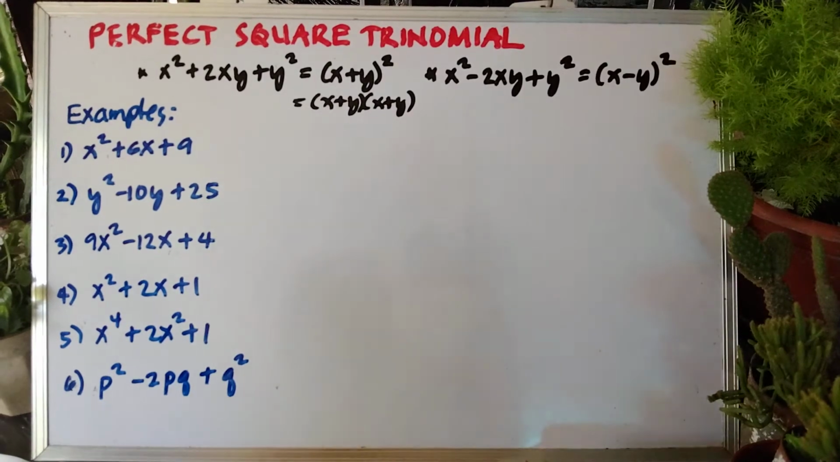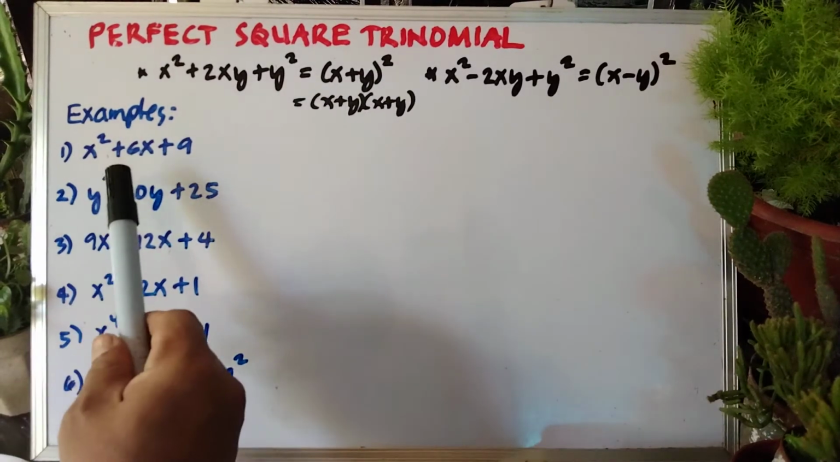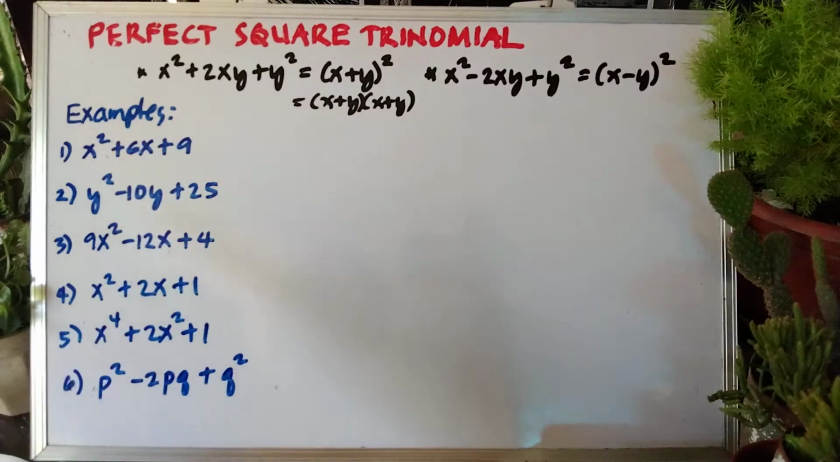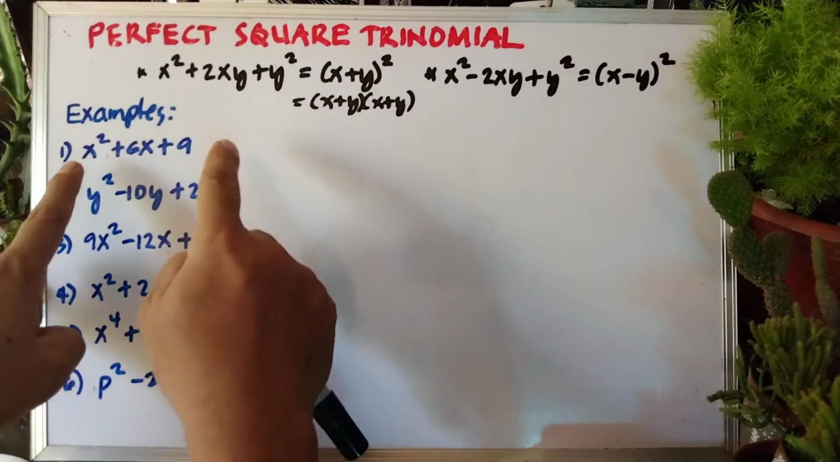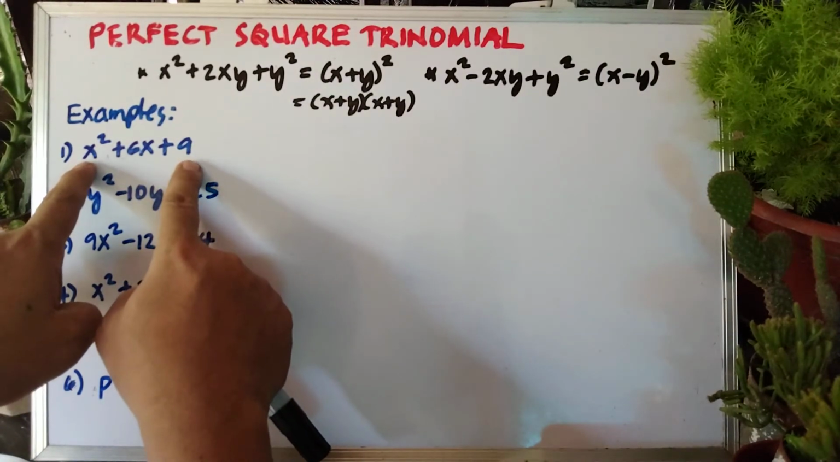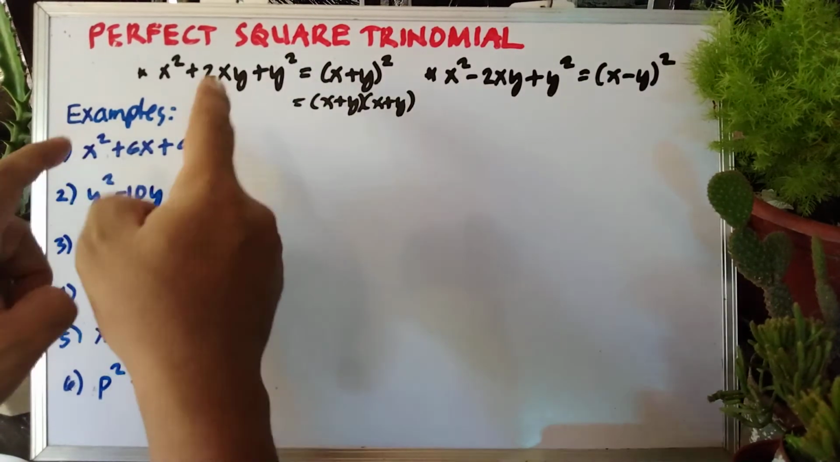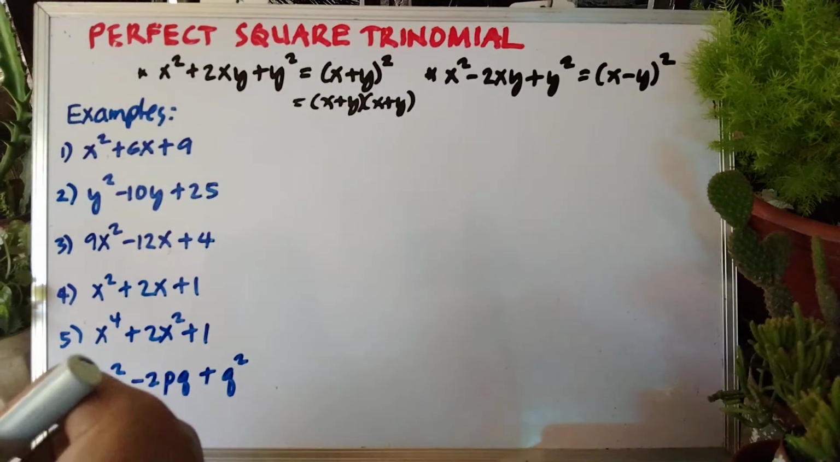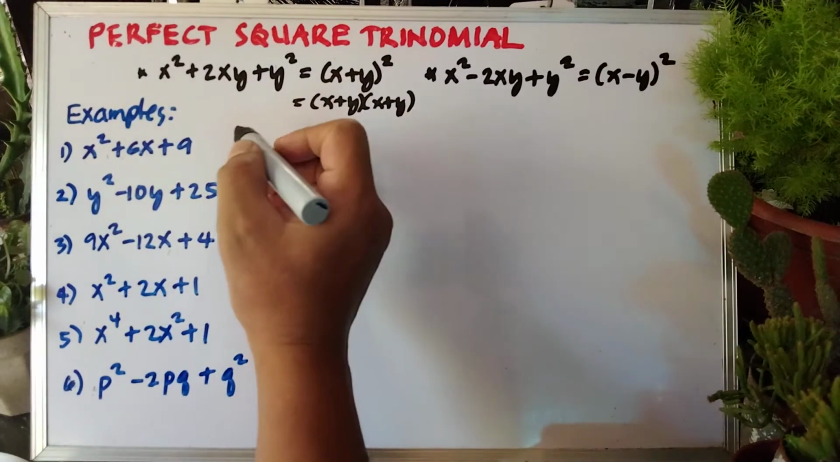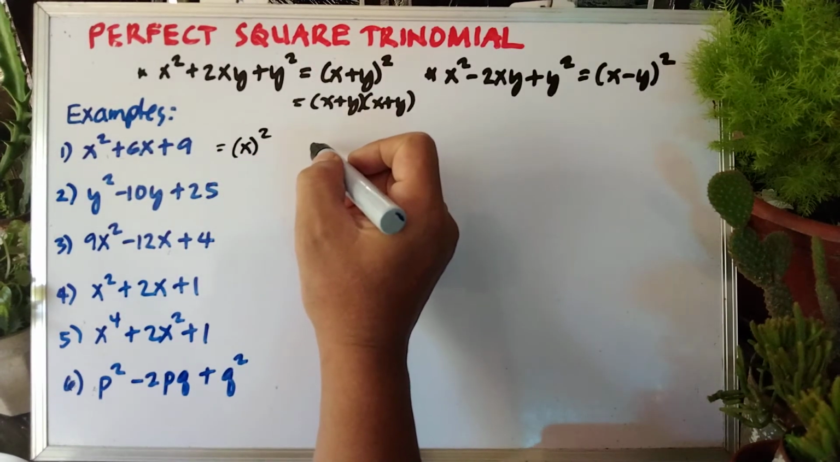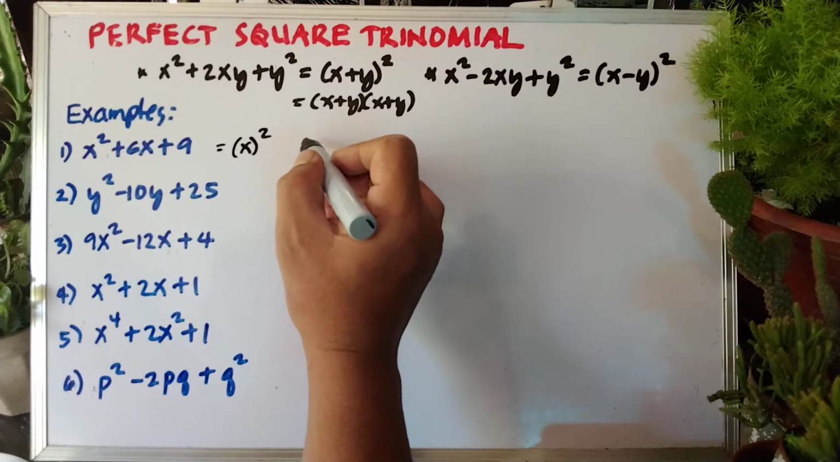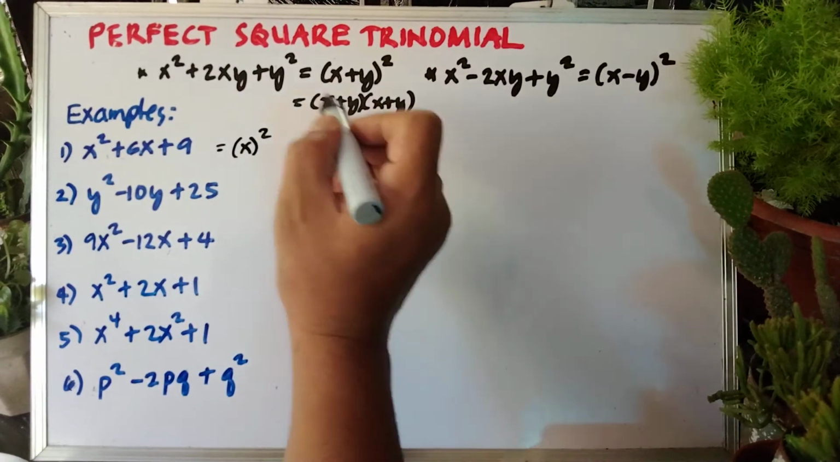Okay, let us consider these examples here, 1 to 6. Okay, let's answer this. Number 1, factor x squared plus 6x plus 9. Now here, try to look at the first term and the last term. This is indeed a perfect square, no? We could have this as, if we will write the first term, that is x, the square root of x squared is x. While here, that is 3 squared, correct?